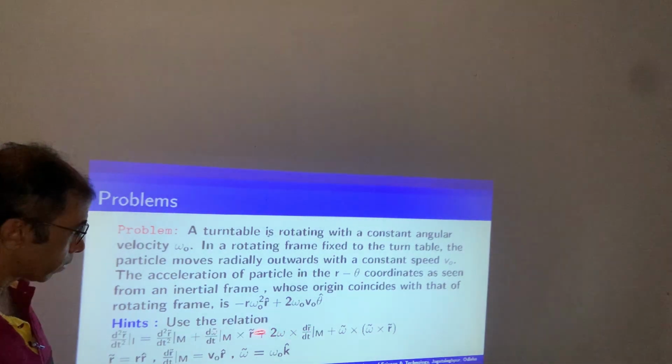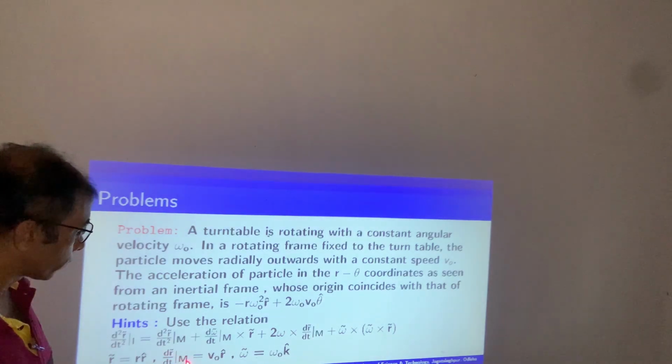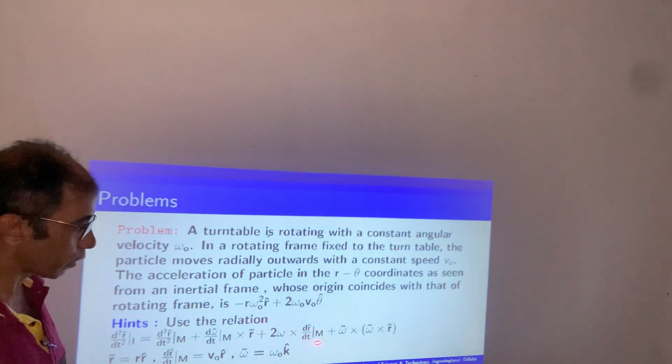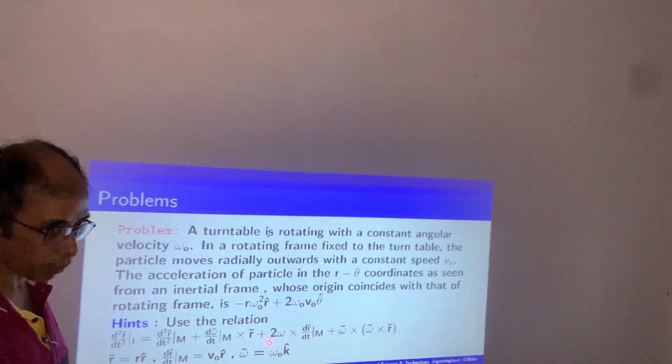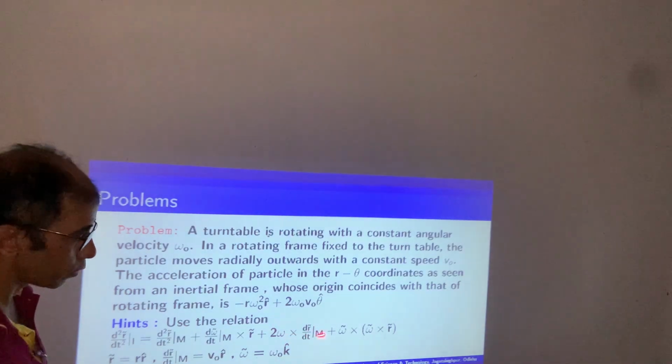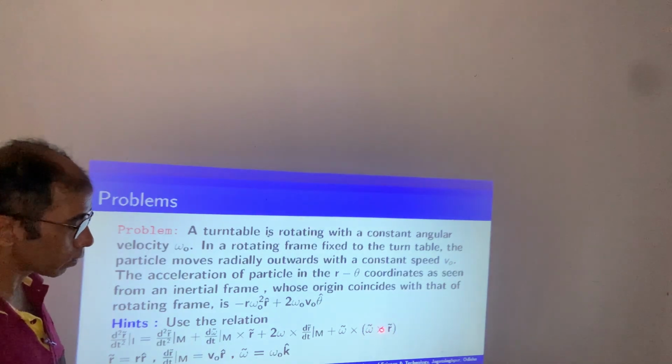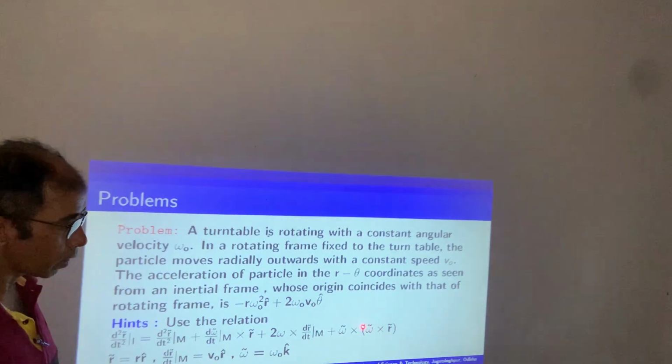This omega and v, dr/dt, they are perpendicular to each other, but this is a vector quantity. So what will be the direction of the vector? This should be in theta cap. Here also, omega cross r cap. So omega cross r cap.